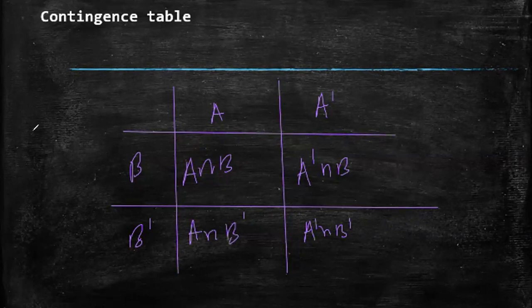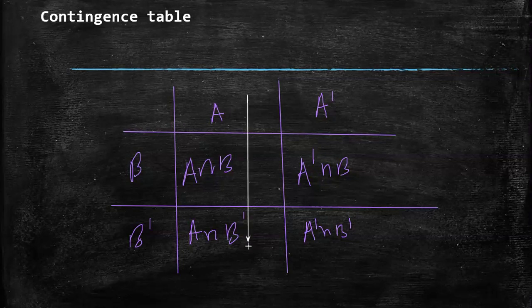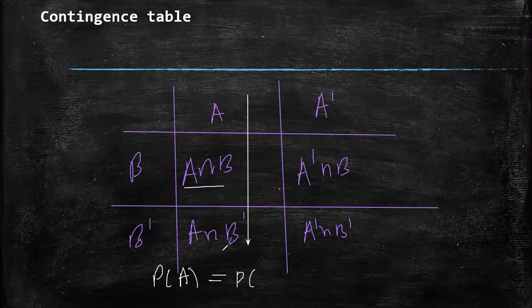So for example, if we are interested in getting the probability of A, we are going to say probability of A is equal to probability of A intersection B plus probability of A intersection B complement.